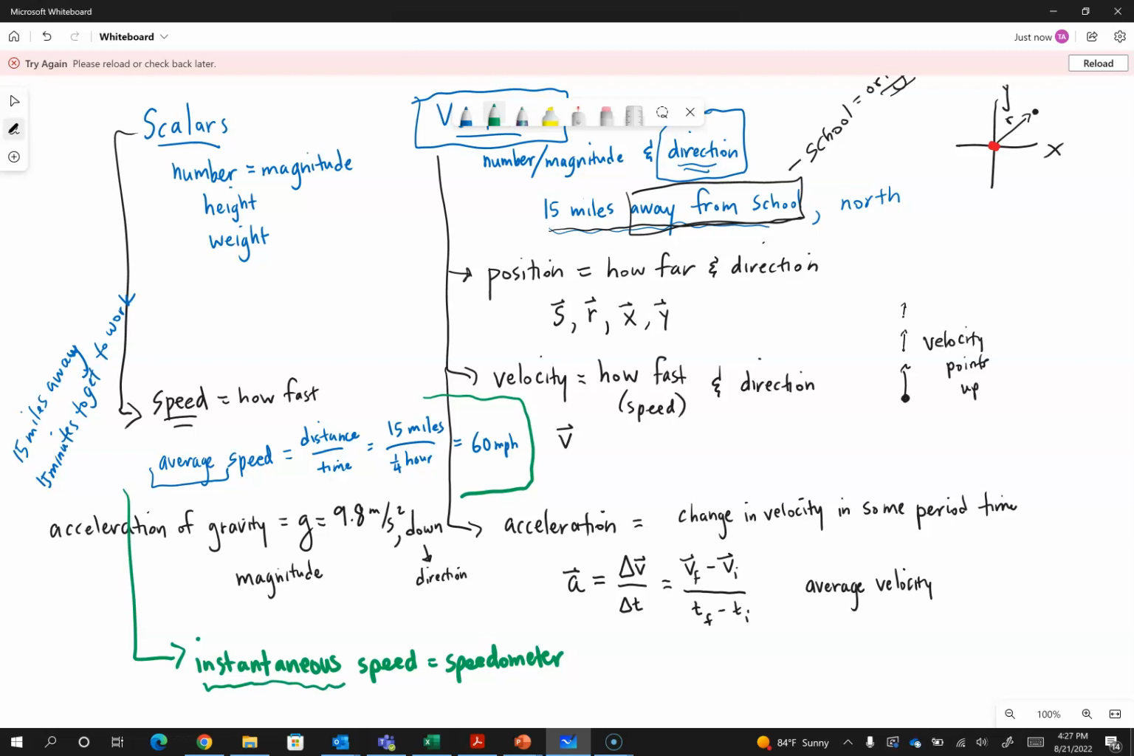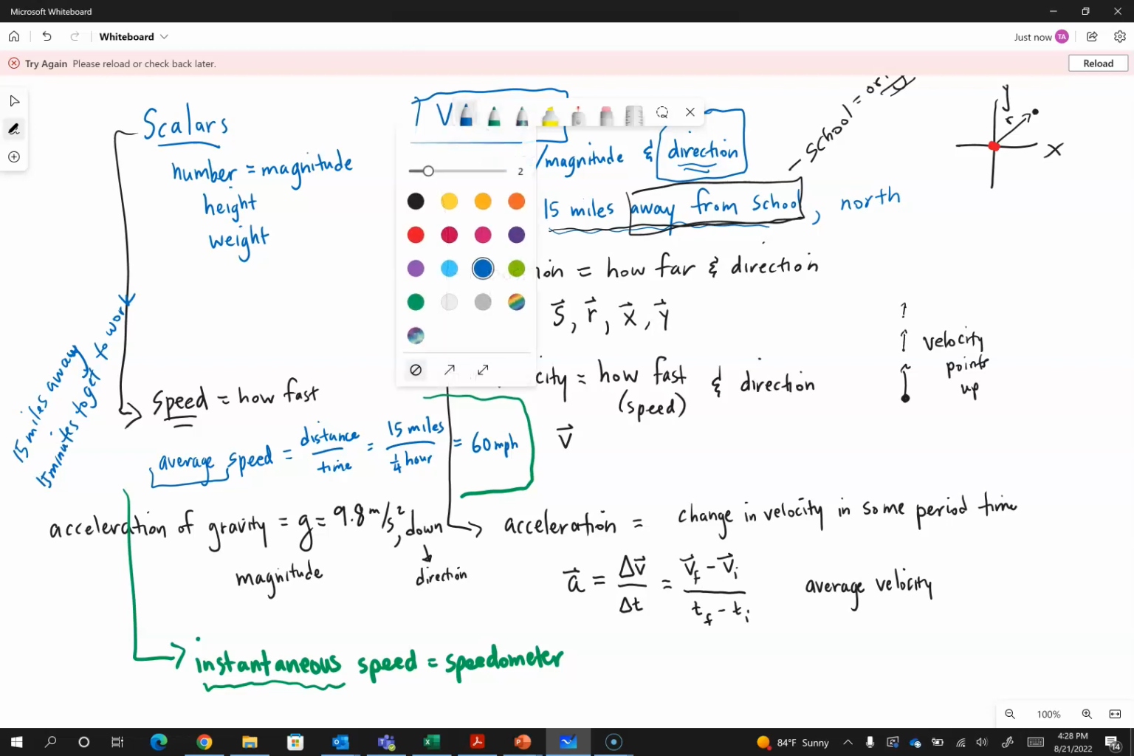Instantaneous values we're going to get to in chapter 2. What the velocity is at an instant in time, a specific moment, or the position at a specific moment, the acceleration at a specific moment. So we're going to build on that as we get into the next video and the next chapter. For now, we do need to talk about average velocity.